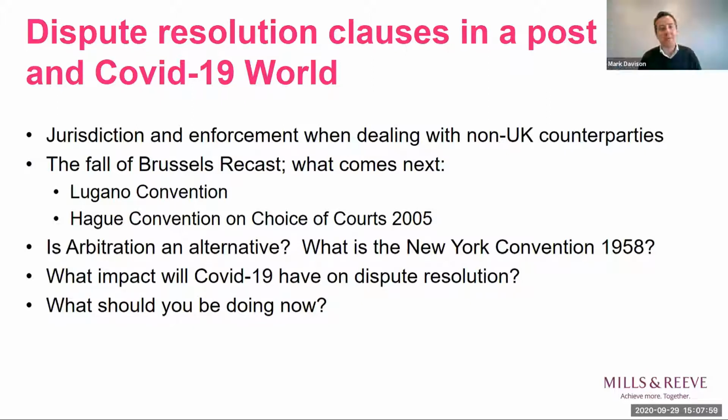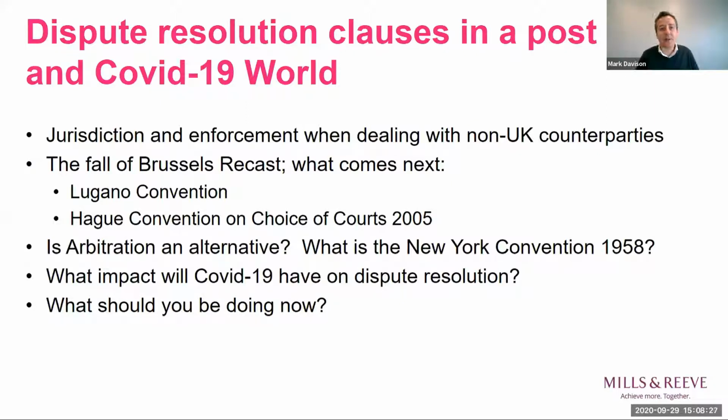So in respect of assets based in the EU outside the UK, what the position is going to be post the end of Brussels recast. So the first option, and the UK's preferred option at the moment, is to join something called the Lugano Convention. And the UK government has submitted its application to accede to the Lugano Convention. It did so in early April of this year.